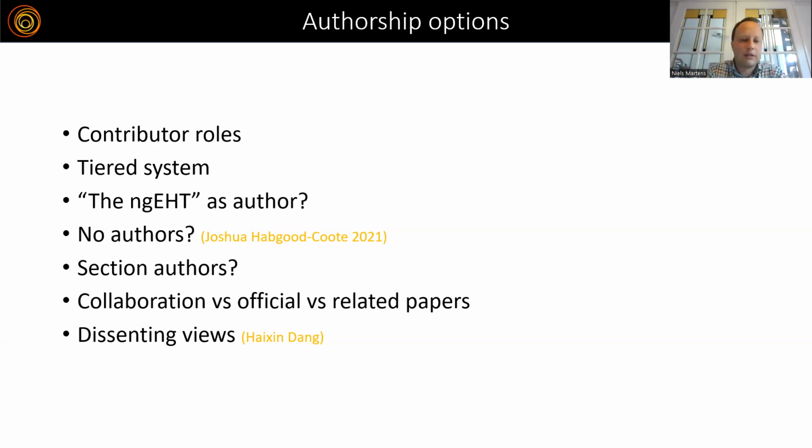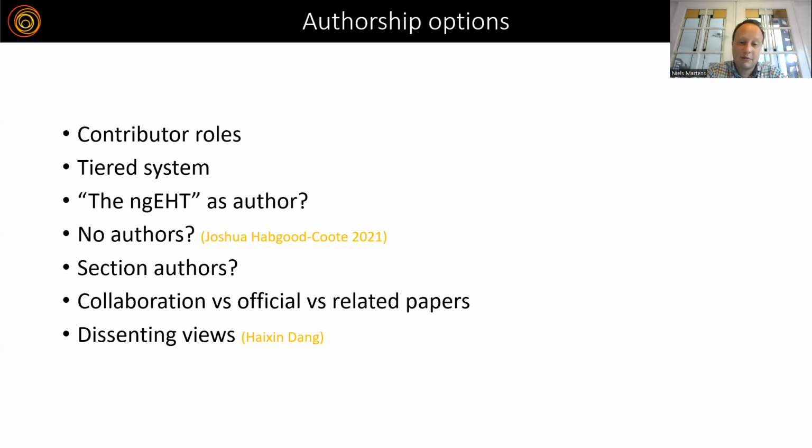The third decision point is whether the collaboration as a whole, as a collective agent, the ngEHT, should be included as an author, right? Only the ngEHT, or maybe together with the individual authors, but the ngEHT, could it go first or at the end or somewhere in the middle?